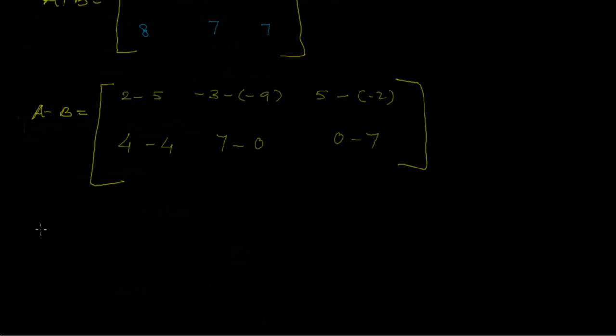So A minus B would be: 2 minus 5 is -3, -3 plus 9 is 6, 5 plus 2 is 7, 4 minus 4 is 0, 7 minus 0 is 7, 0 minus 7 is -7. So in this way we can easily find the subtraction of two matrices. The condition is that the orders of both matrices should be the same. Then we can add or subtract them.